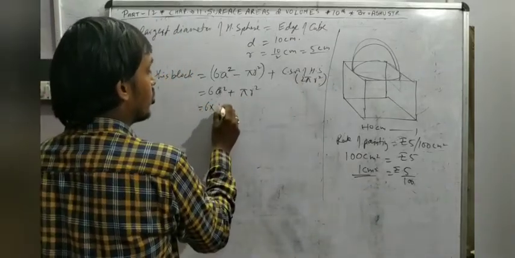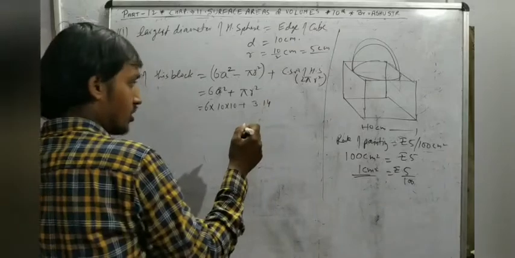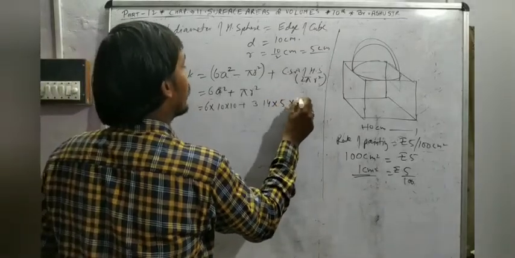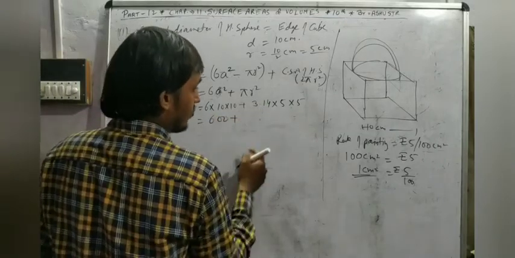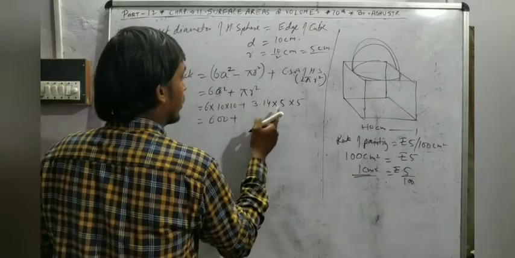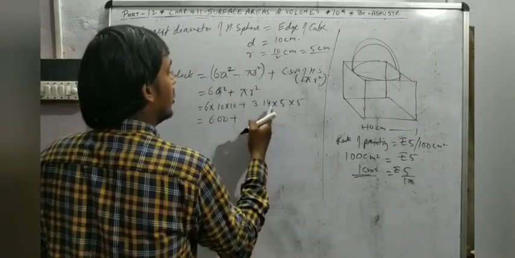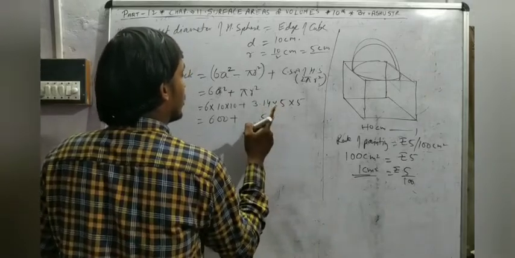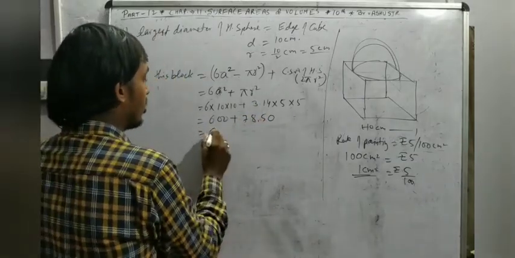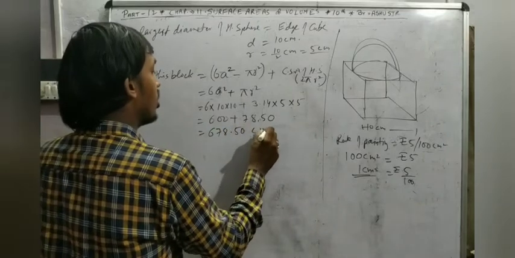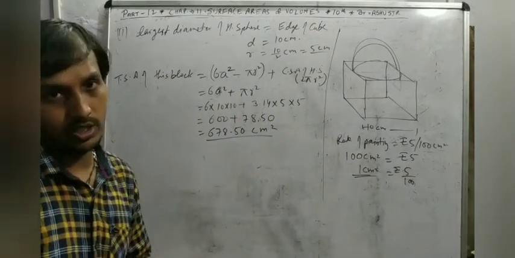Then 6 into 10 into 10, 3.14 value is given, 5 into 5. 600 plus 3.14 into 25, that is 78.50. So 678.50 centimeter square is the total surface area of this solid.